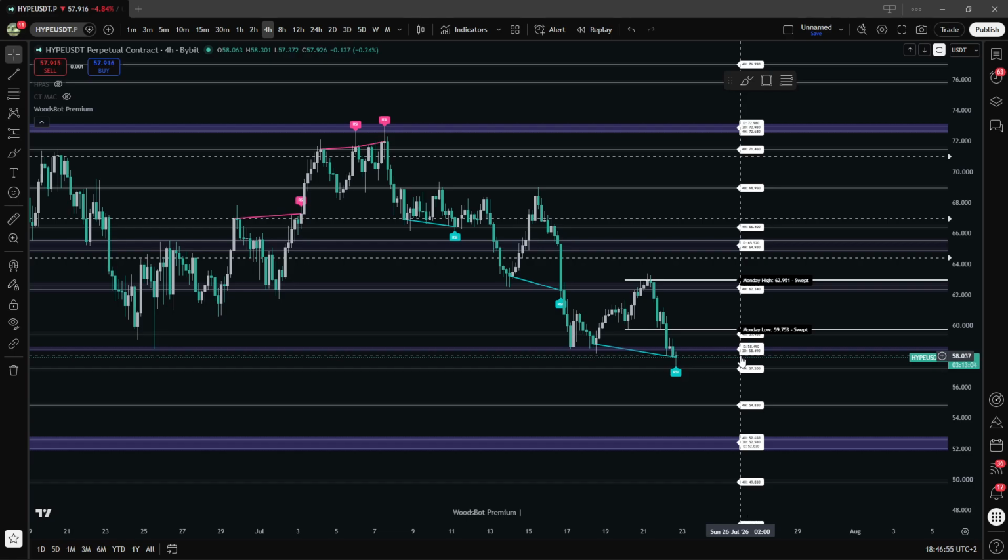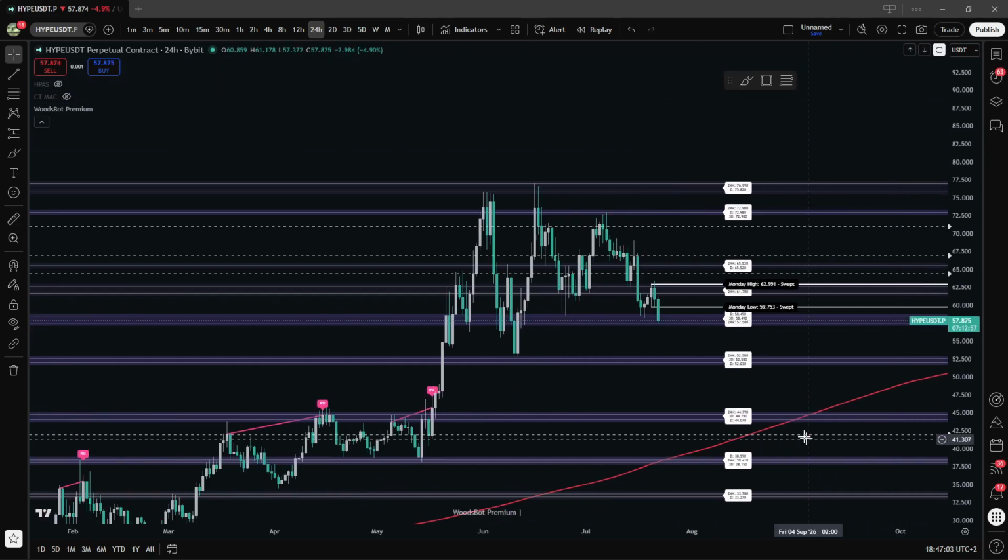I'm looking at HYPE longs around 56. What do you think? 56.